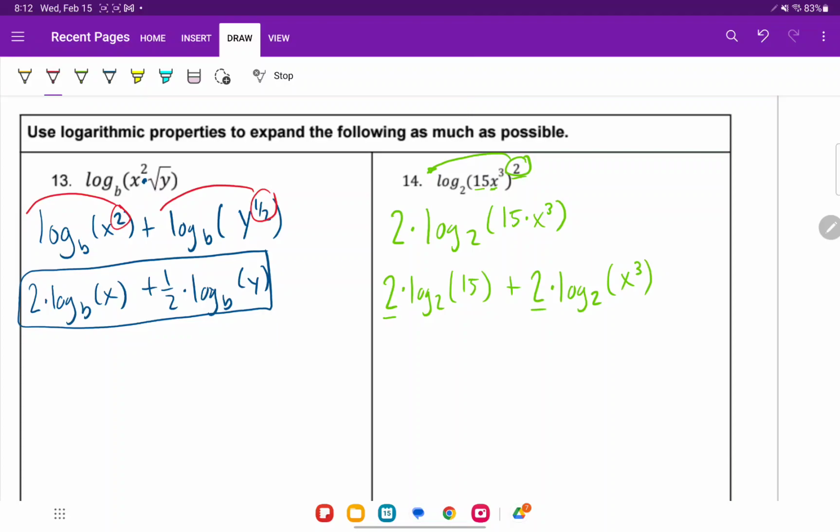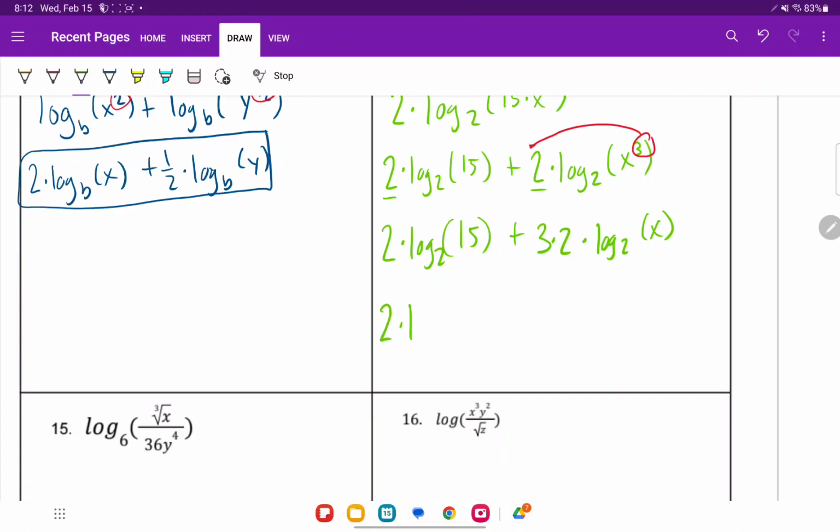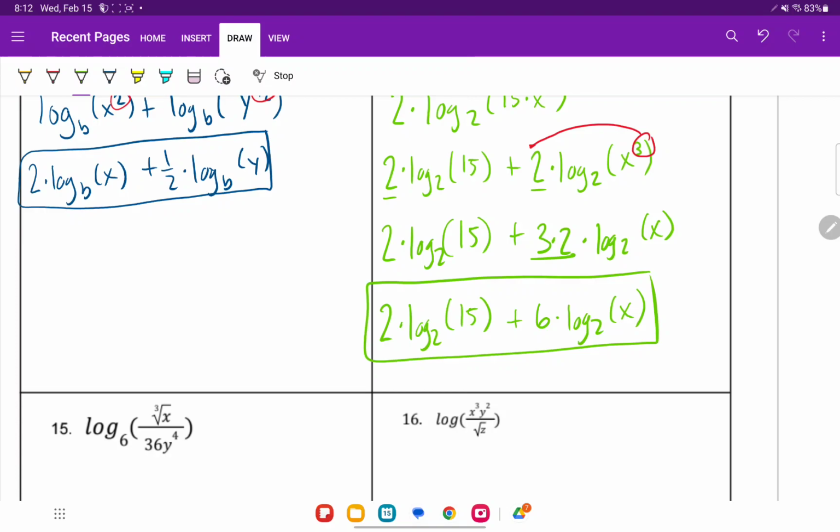Last thing, we notice that we have a power of 3, and for this one, we know it goes to the front, and it's going to multiply to the 2. So I'm going to show you that step. So we have 2 times log base 2 of 15. I can't do anything to simplify this. Plus, when we move the 3 to the front, it becomes 3 times 2 times log base 2 of x. And my last step, 2 times log base 2 of 15. And here we're going to multiply that, 3 times 2, which is going to be 6. So plus 6 times log base 2 of x. And now it is fully expanded. Okay. And again, I didn't see any places where I could reduce, so this is my final answer there.